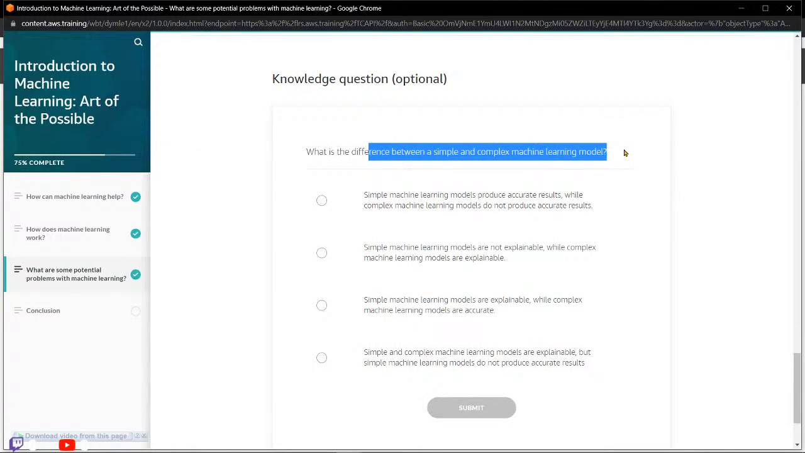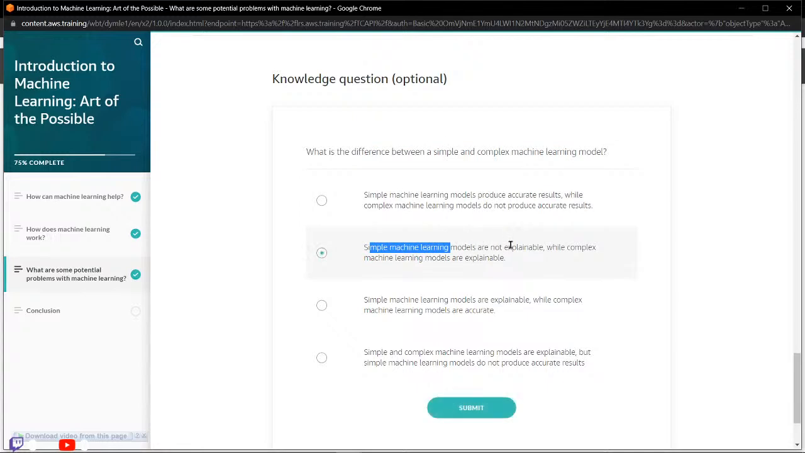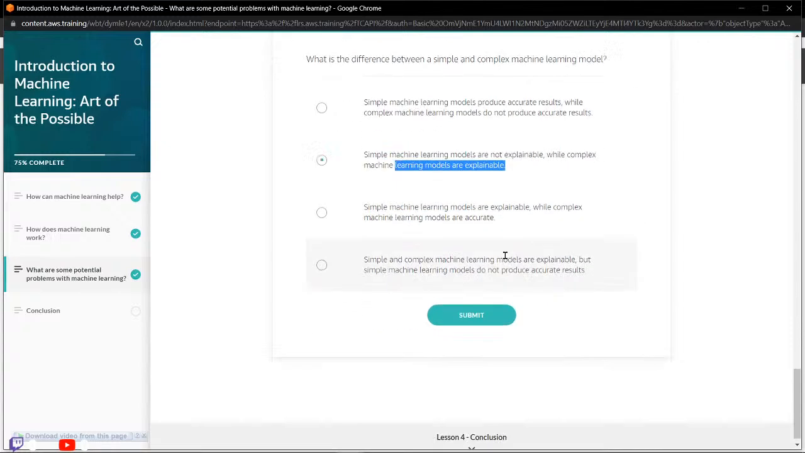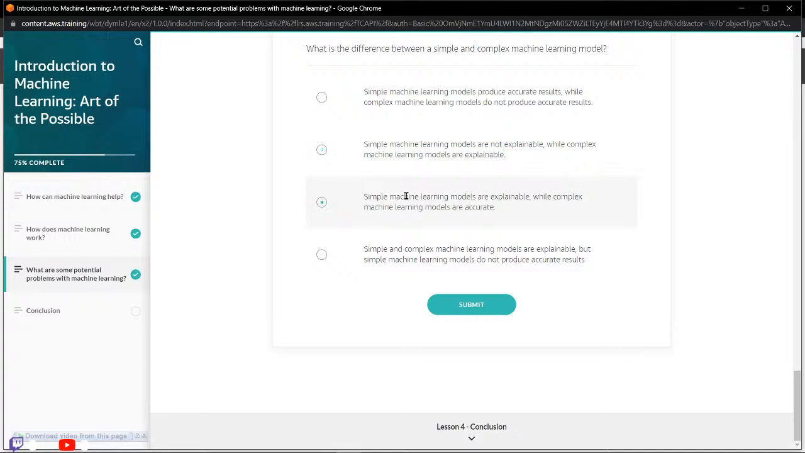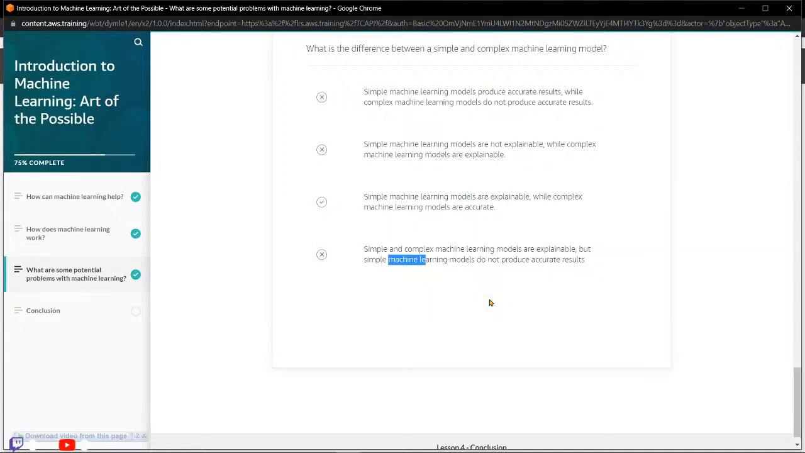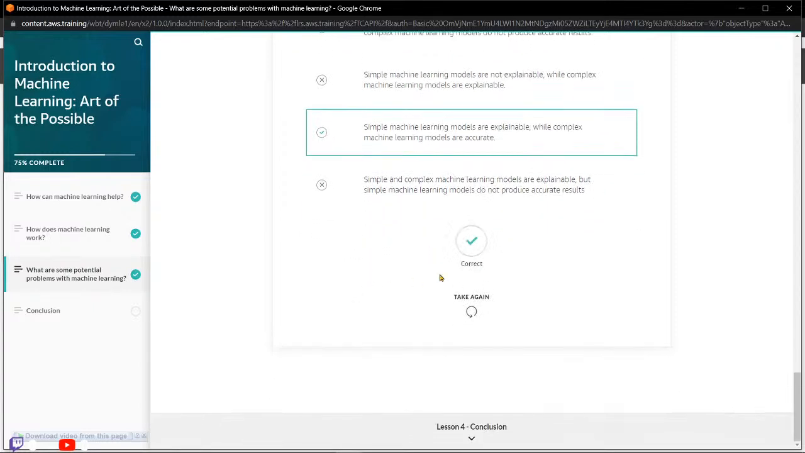simple learning models? Simple learning models produce accurate results, while complex models do not. Simple machine learning models are explainable, while complex ones are not. Either this is the right one, otherwise this is the right one. Both are the same, I think.